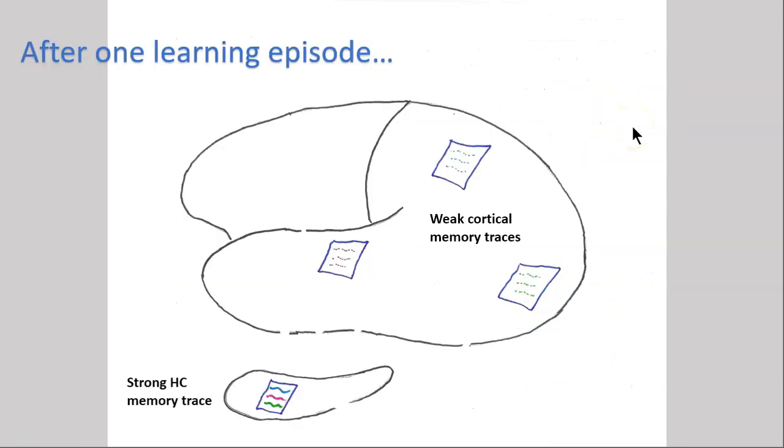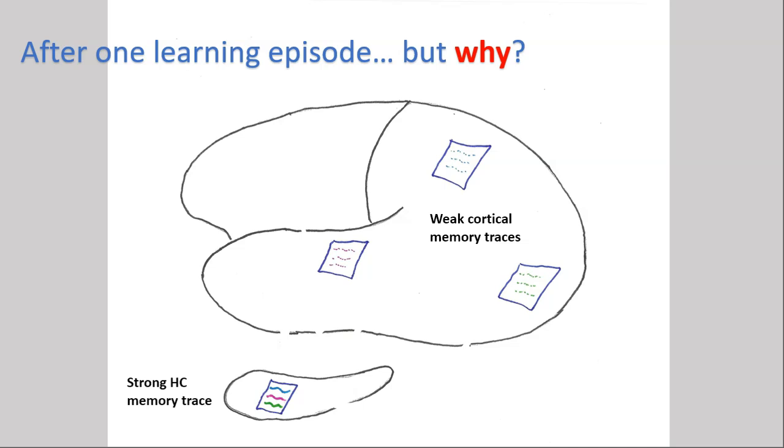So now let's continue with the story. After one learning episode and after the growth of the relevant synapses, we've got memory traces stored in the cortex and the hippocampus. But notice we're indicating that the cortical memory traces are weak. There's not a lot of ink applied to the paper there, whereas the hippocampal memory trace is strong, lots of ink. Now, why would that be the case?